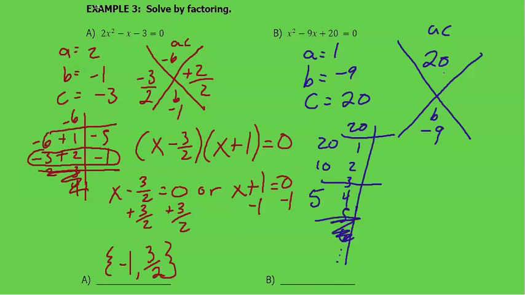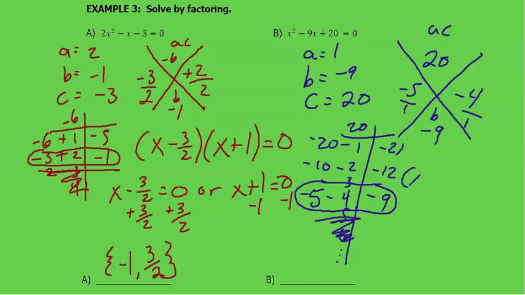It looks like our product is positive. Our sum is negative, so that means that both of the numbers are going to be negative. So we're going to use the last factor pair here, -5 and -4. Divide those by A, which is 1, and then write out your factors. So x minus 5 times x minus 4 equals 0.